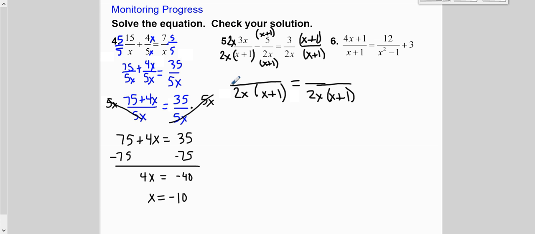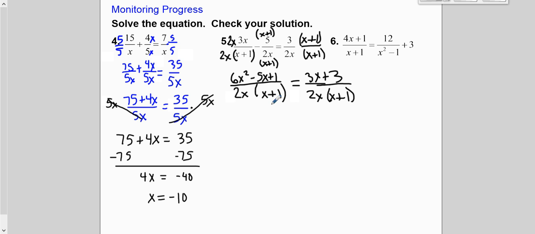2x times 3x is 6x squared minus 5 times x plus 1. Okay, that's that side of the equal sign. Then over here we have 3 times x plus 1. Now we have a fraction equals a fraction.